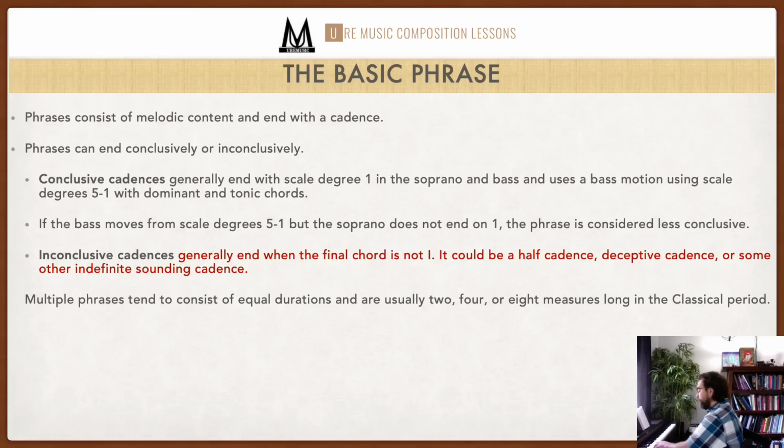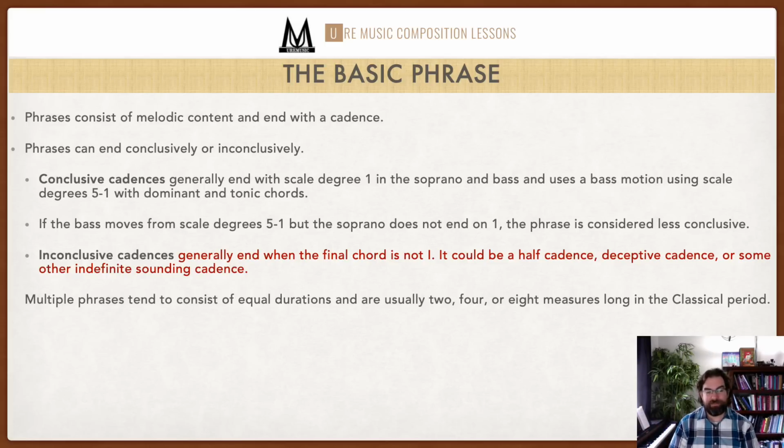So let me play that one progression for you one more time. Here's your 5 chord. So that would be conclusive. If I don't put scale degree 1 in the soprano, if I revoice it a different way, it just sounds a little less conclusive, right? So one of the things we want to do at the end of a piece especially is to use primarily conclusive cadences, unless you're really going for this idea where you want kind of an ambiguous ending.